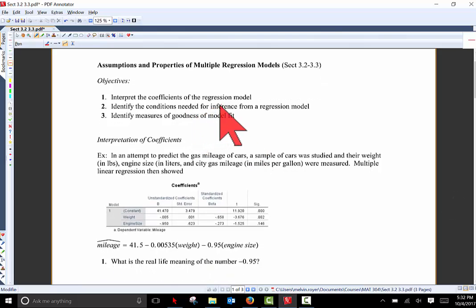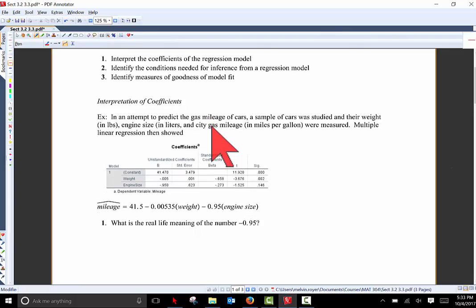What do the coefficients on a regression model mean? Second, what kind of conditions do you need to check or need to be true before you do inference, confidence intervals, hypothesis testing on a regression model? And third of all, how do you measure how good a regression model is doing?